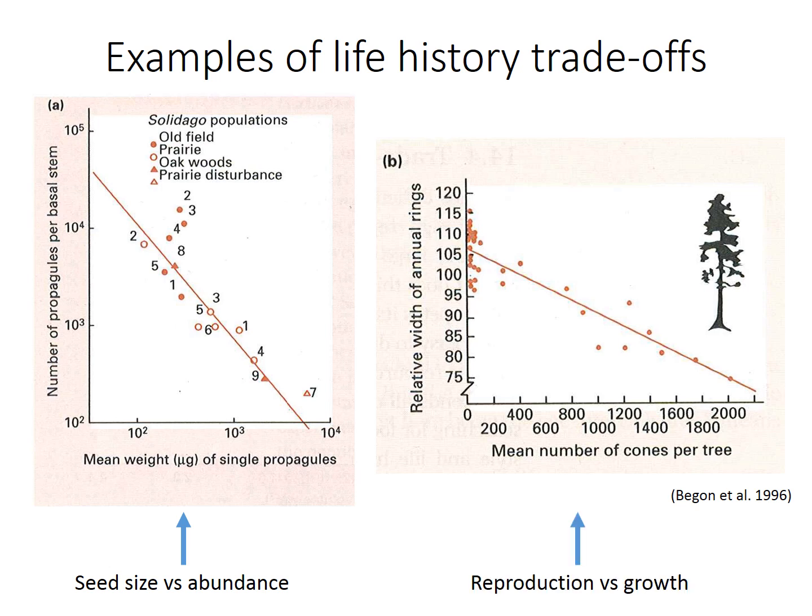In panel B, we see a trade-off between reproduction and growth, with number of cones per tree representing reproduction, and the width of the annual rings telling us how much the tree stem grew. Okay, we'll pick this up next time by thinking about how life history strategy is comprised of all of the different trade-offs that species make.